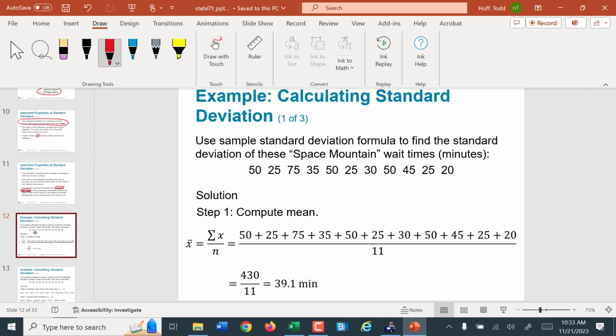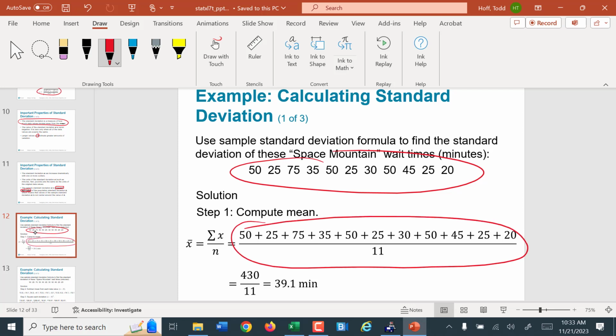So let's look at calculating the standard deviation here. The first step is to find the mean. So we're finding the mean of our values for this data set. We add them all up and divide by n equals 11 here. There's 11 data points in that set. So we divide by 11 and get our mean of 39.1.